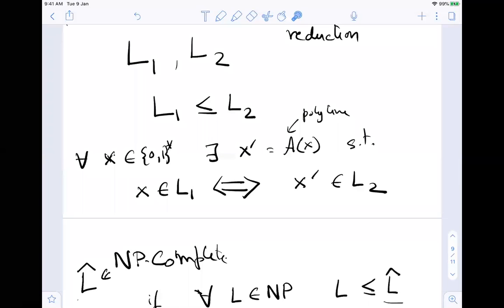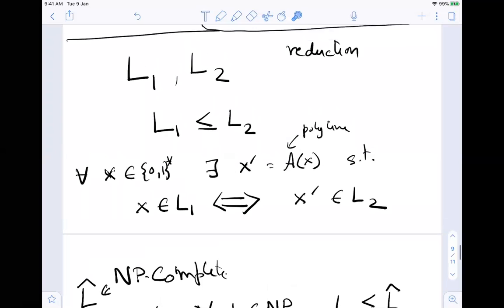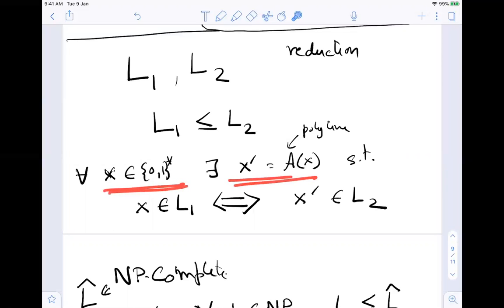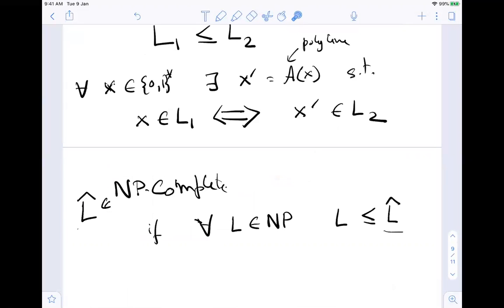Think of it that you have a black box, a machine that can answer whether something is in L2 or not. All you need to do is start with an x and convert it to something, and asking whether x is in L1 is basically asking whether x prime is in L2. I told you that NP completeness basically means that a particular problem is harder than any other problem in NP.